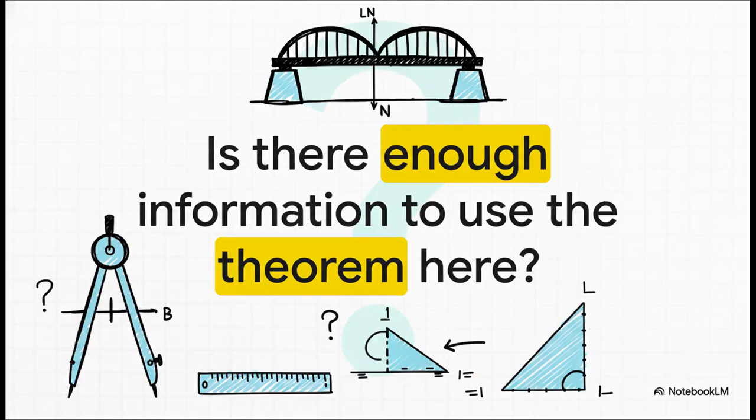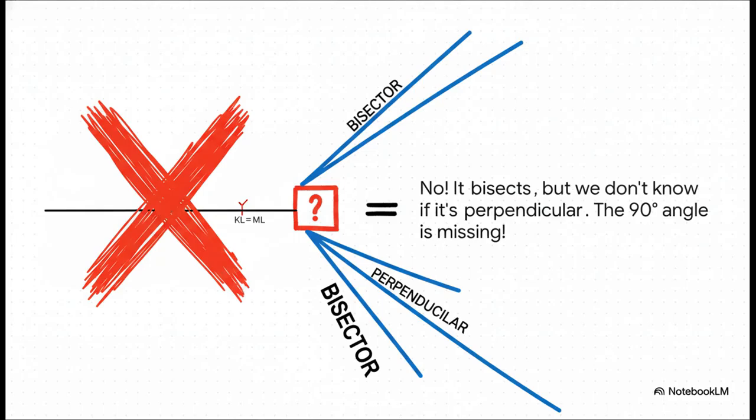Okay, this next one, this is a classic. You gotta look really, really close at this train bridge. Do we have enough information to say for sure that that vertical support is a perpendicular bisector? What's missing here? And the answer is no.